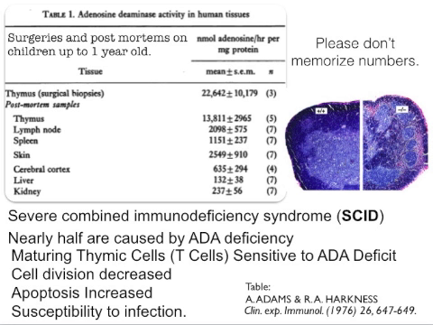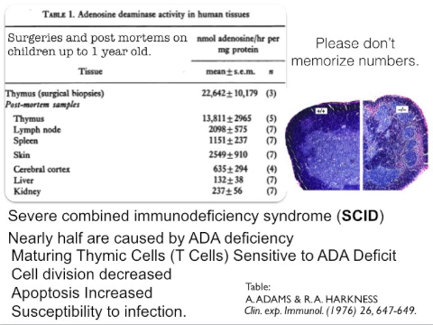This is because the maturing thymic cells, T cells, in children are especially sensitive to ADA deficit. Cell division is decreased because of a lack of deoxyribonucleotides for replication and also for DNA repair. Incidence of apoptosis, programmed cell death, is increased. For this reason, these children have a compromised immune system and are highly susceptible to infection.